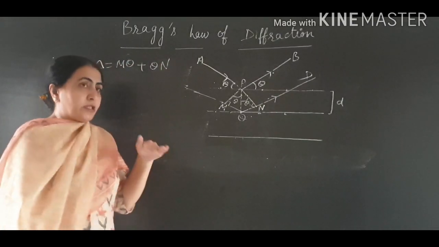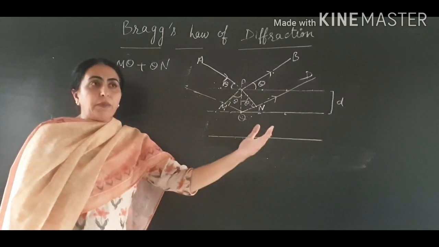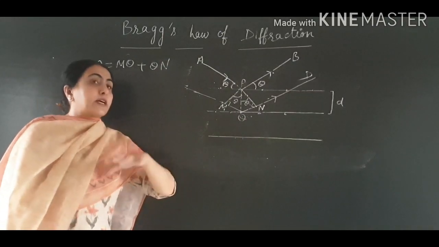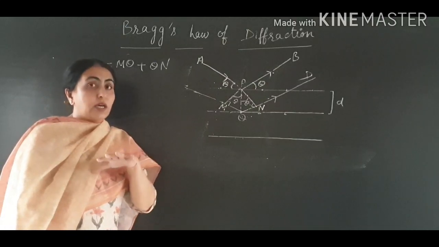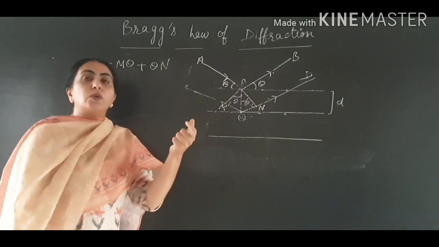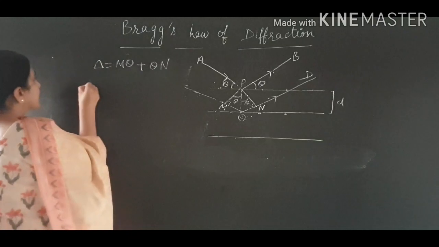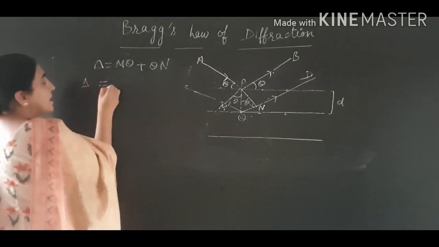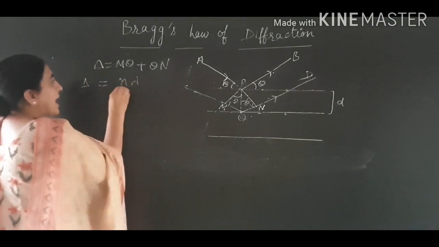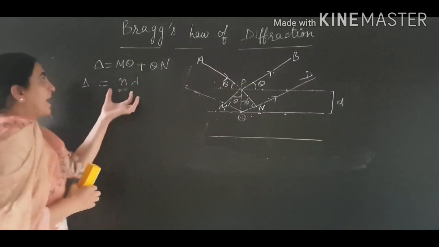Now, for a diffraction pattern to occur, we have maxima or minima. Clear? So for constructive interference to occur, what will the path difference equal? n lambda. So for constructive interference, this delta must be equal to n lambda, where n is an integer.